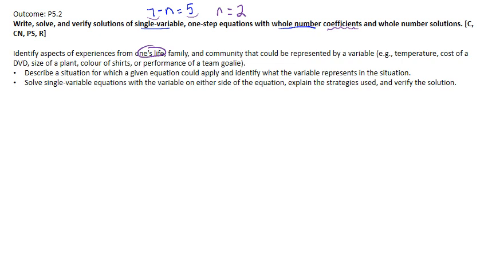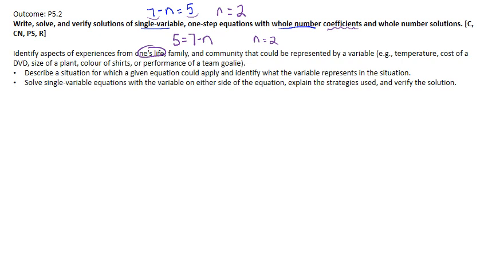Solve single variable equations with the variable on either side of the equation. So if I did it like this, it wouldn't freak you out, right? It's saying 5 is exactly the same as 7 take away some number. Well, that number must be 2.